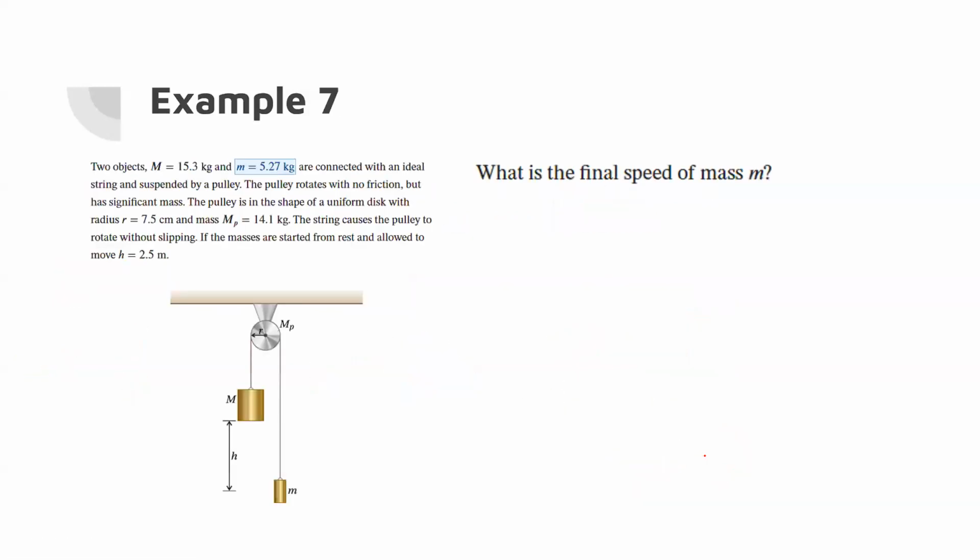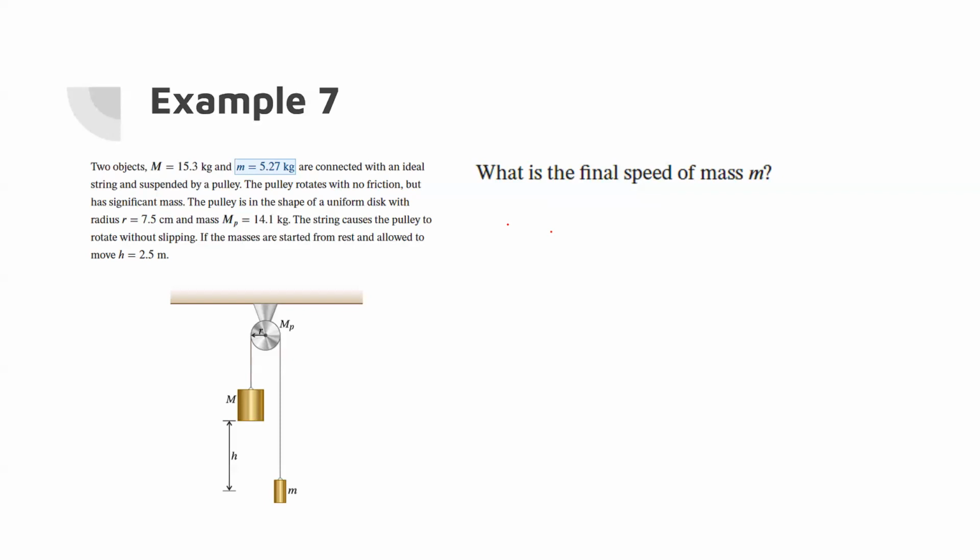That there, and then we'll move on. Okay, for this one, I don't know if we did a problem like this in this semester, but we have a pulley, and they're connected with an ideal string, but the pulley rotates with no friction, but it has significant mass. And so what that means is that there are forces being exerted on that pulley, and we have to take those forces into account.